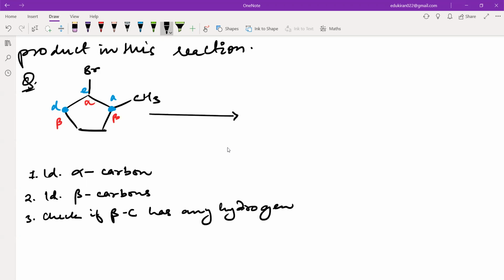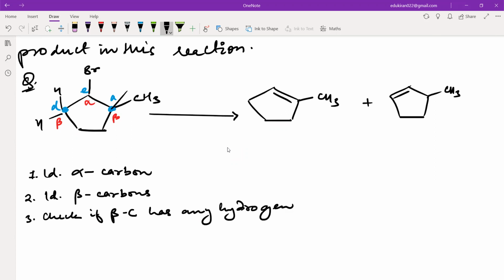So A also has hydrogen and B also has hydrogen. All of you, yes or no? So I can make two products. Either I will have a double bond between alpha and beta, between A and E, or we will also get a product having a double bond between A and D. Yes or no? First of all, tell me that.